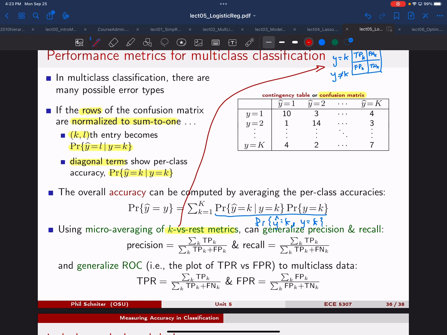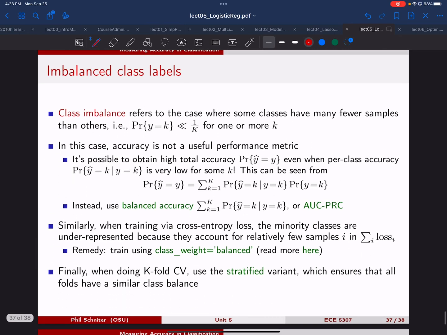Okay, so just have one more topic to talk about then, which is imbalanced class labels. So what we mean by this is a case where some classes have many fewer samples than others. Or probabilistically, you would say, in the multi-class case, the probability of y being in a particular class K is much less than 1 over the total number of classes K for 1 or more K.